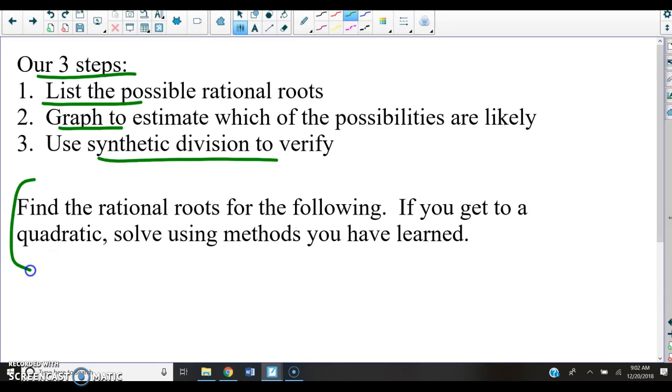Okay, so we're going to practice a few. We might not practice all of these, but we're going to practice a few. So we're going to find the rational roots for the following, and if you need to get a quadratic, then we're going to use either the rest of our guesses, or we're going to use another method we have used to solve quadratics. We are going to probably use quadratic formula if they're irrational.